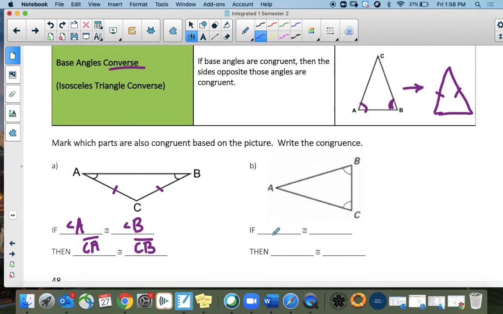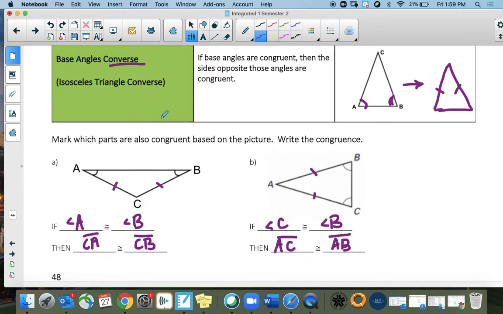Okay, again, angles are congruent, so angle C is congruent to angle B. So therefore, labeling our picture and then writing it out, notice I almost put AB. AB is not the same as C, so we have to go AC is congruent to AB. So the base angle has to go with that side. So angle B would have to go with side AB. Angle C has to go with side AC. Okay?